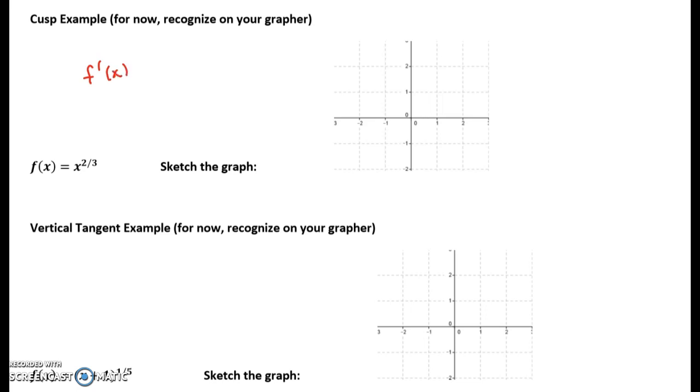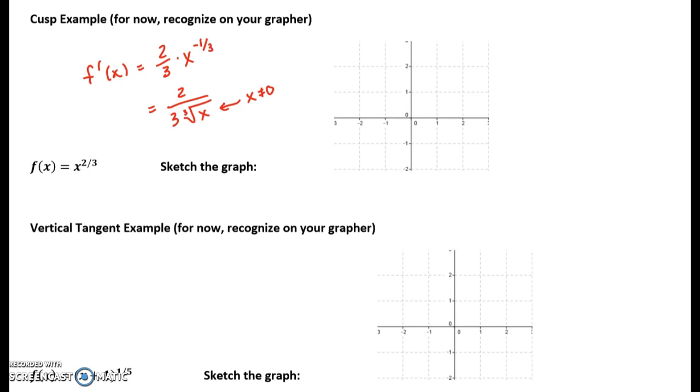So f prime of x is 2/3 times x to the negative 1/3. And so if I look at that as a fraction, I have 2 over 3 times the cube root of x. So one thing that you can see, and I'm just telling you this derivative, you don't have to know where that came from, but what I notice is that x certainly can't be 0. I know there's a discontinuity on the derivative at x equals 0.